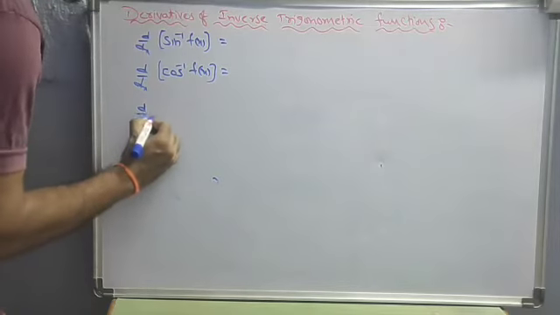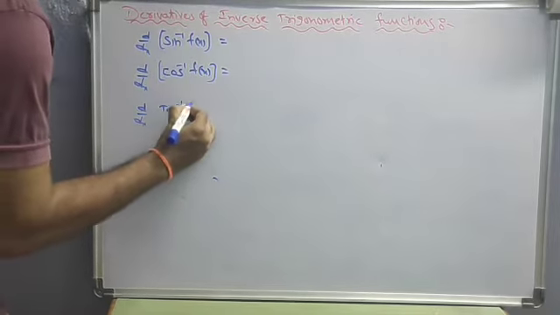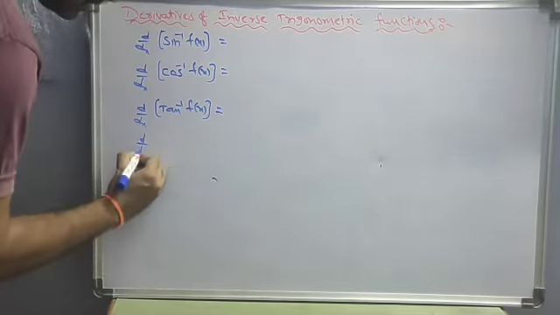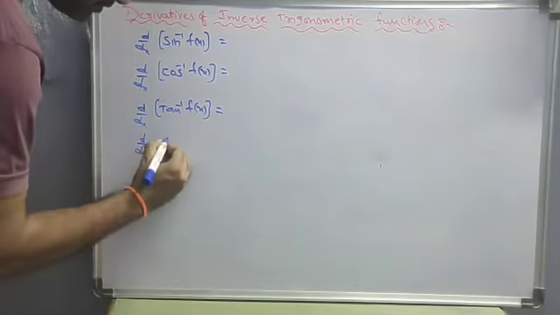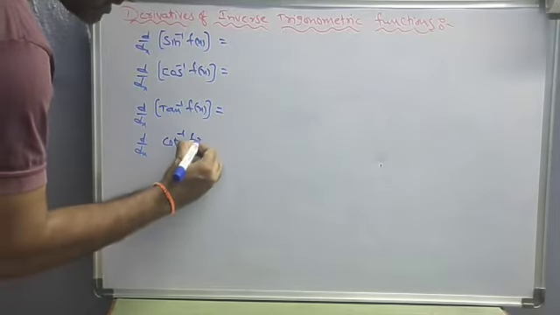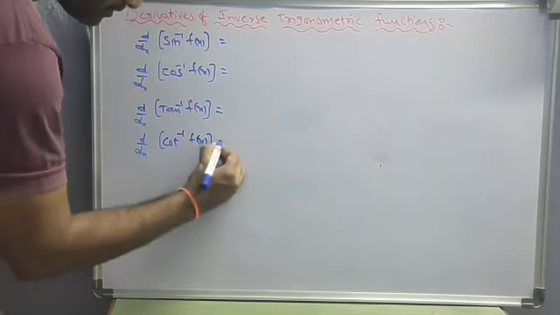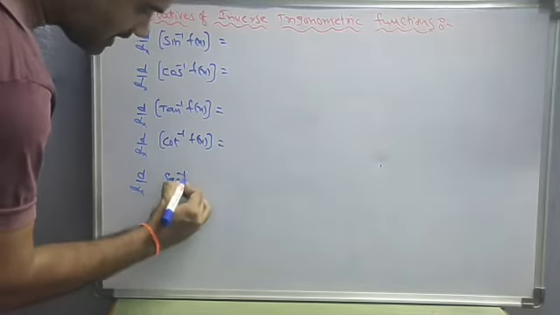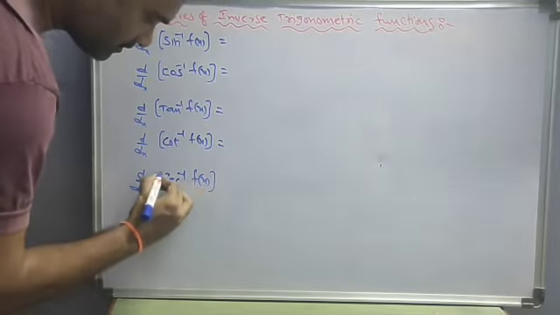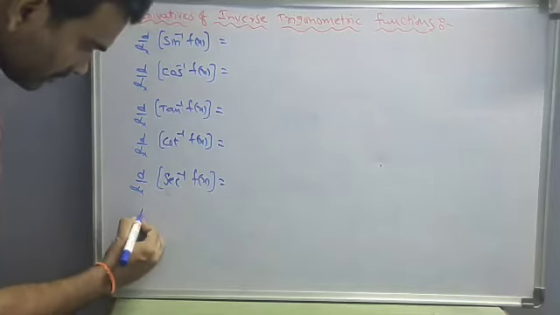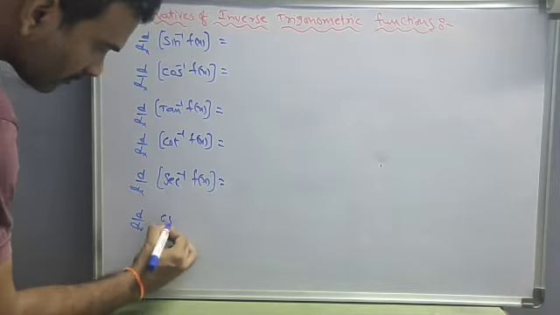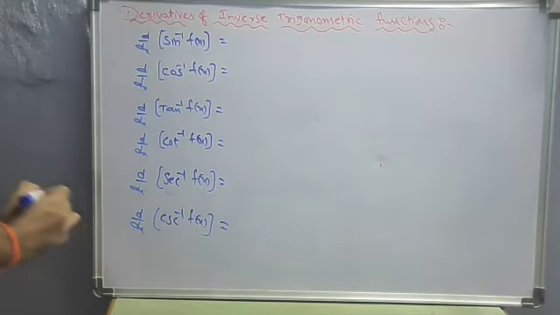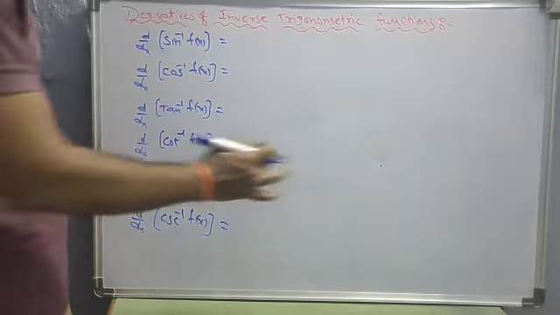Next, d by dx of tan inverse f of x, d by dx of cot inverse f of x, d by dx of secant inverse f of x, d by dx of cosecant inverse f of x. Okay, right.